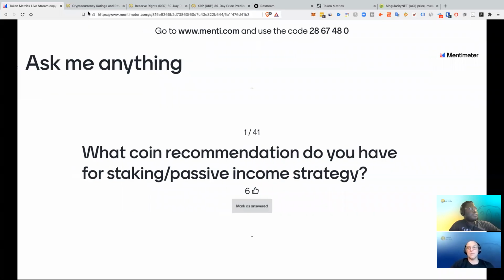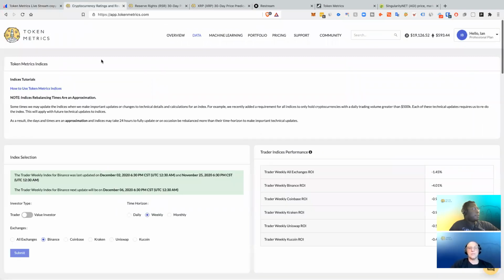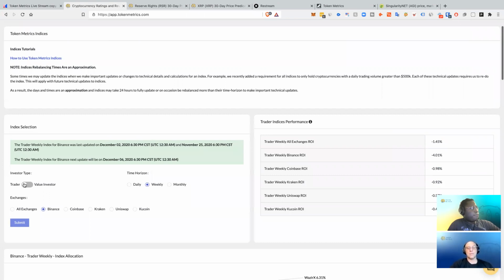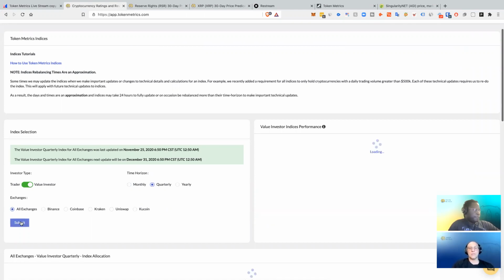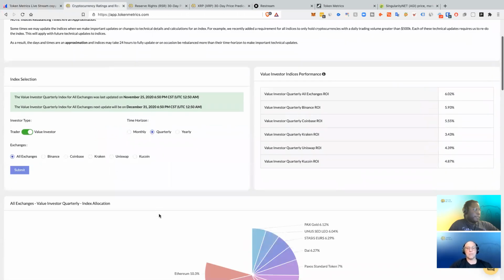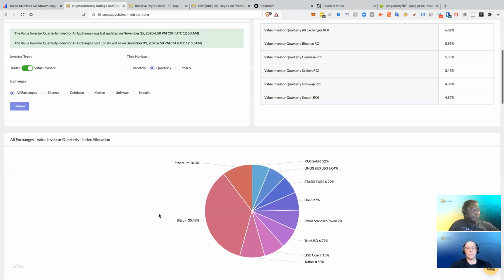So first thing you do, you go to tokenmetrics.com, go to the indices, and put in whether you're a trader or value investor. Let's say you're a value investor who's investing for every 3 months. We'll keep it nice and simple. Essentially, active portfolio management. Let's do all exchanges. Click submit. We'll go through and build you a model portfolio based on all of that.